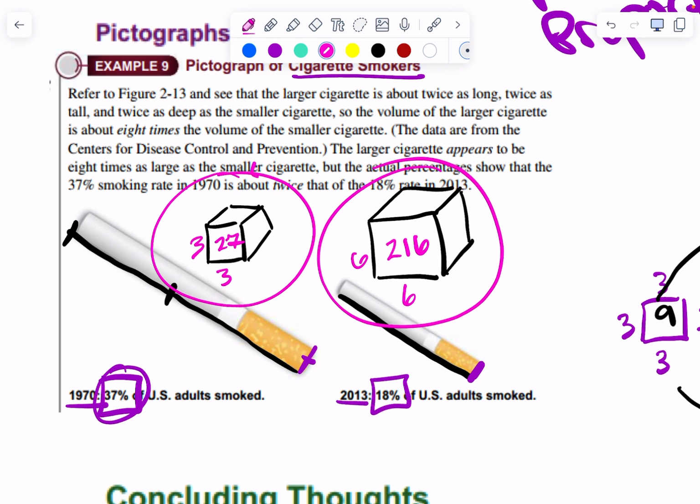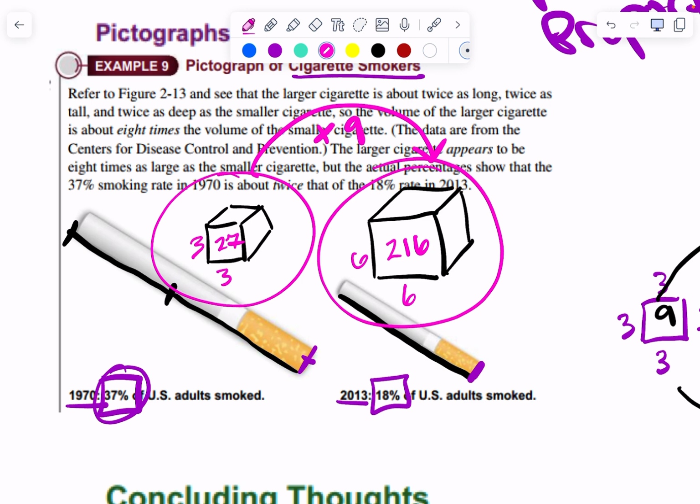Now, this one is not doubled, right? I did not double the volume, even though I doubled those sides. Now my volume is times 8, right? 27 times 8, is that 216? I think it is. So if we're looking at something that's three-dimensional, my brain sees this as much larger, not double. Does that make sense? So don't use pictures to represent the data that you're trying to display.